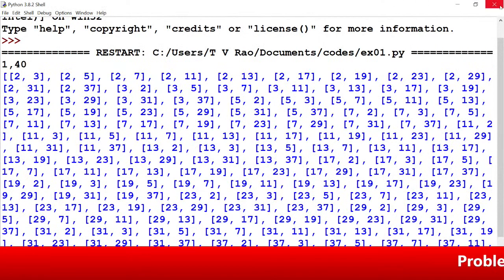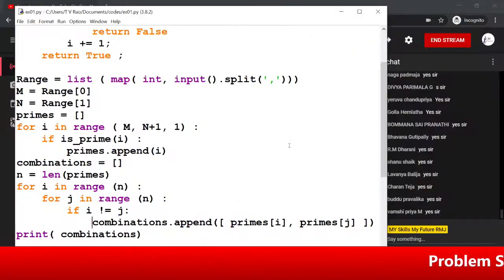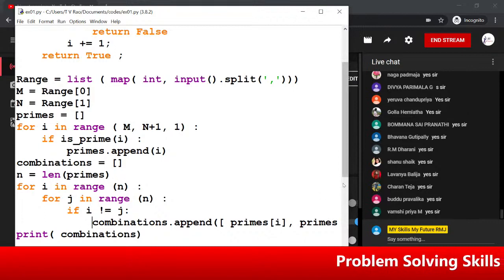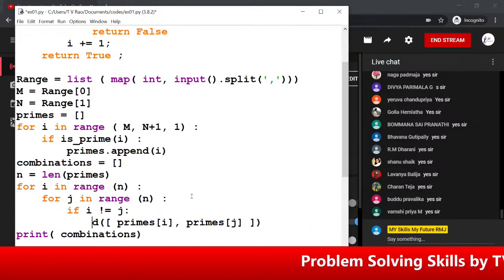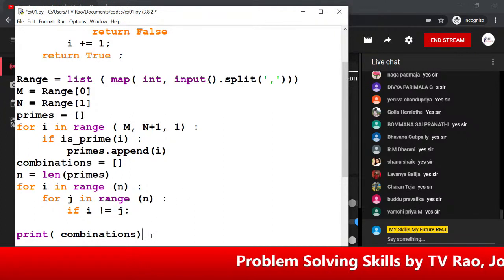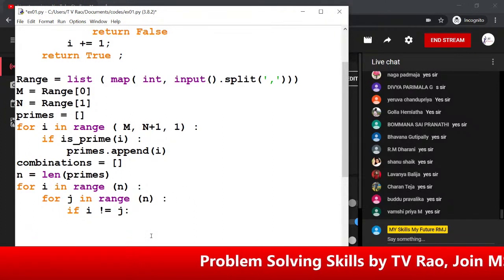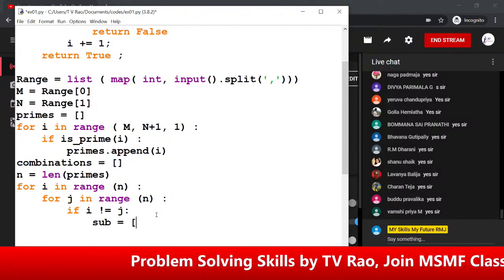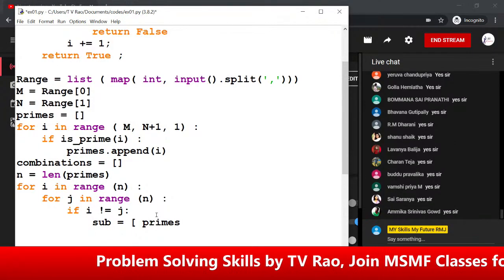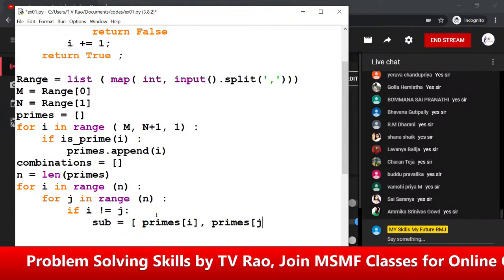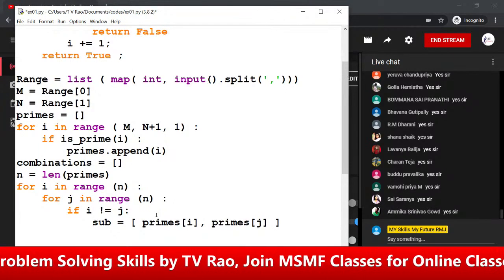So I have seen different combinations. Now I want to combine them into a single number. Okay. So what I do is, I call this a sublist. Sub is equal to primes i, comma primes j. Okay, a sublist.